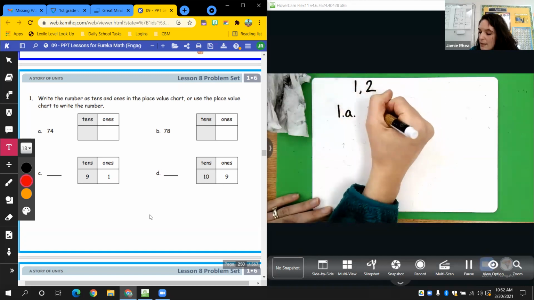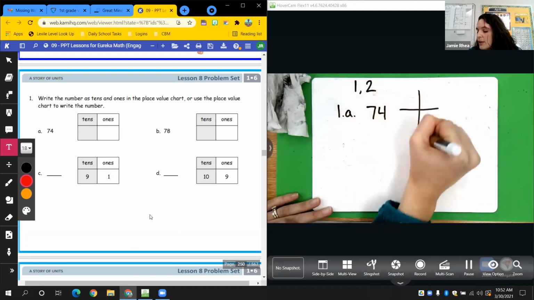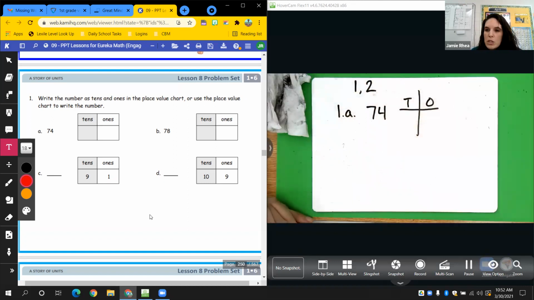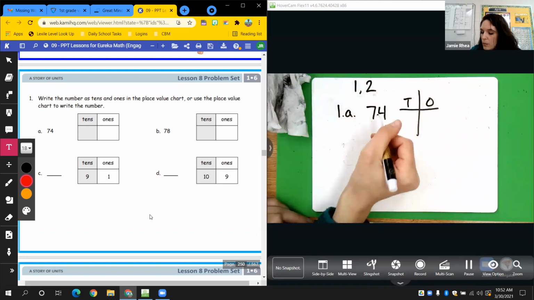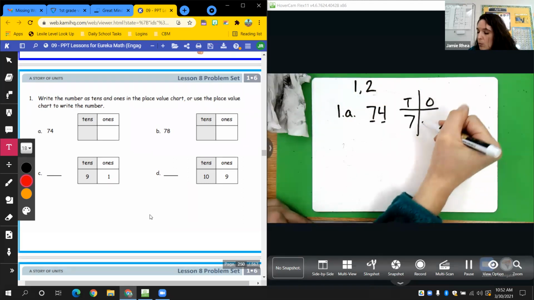Okay, 1A gives us the number 74 and then a blank place value chart. I'm going to put T for tens and O for ones. So which number is going to go in my tens? Which number is going to go in my ones? The 7's in my tens place and the 4 is in my ones place.